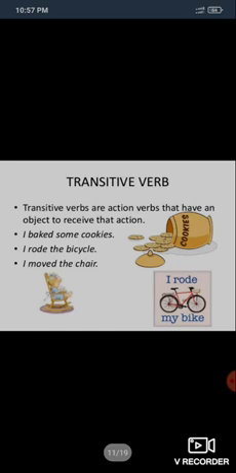First, transitive verb. What is a transitive verb? Transitive verbs are action verbs that have an object to receive that action. It means the verbs that need an object to express a complete thought. Whenever a verb needs an object to make meaningful sense or a complete thought, then it is a transitive verb. Like, I baked some cookies.